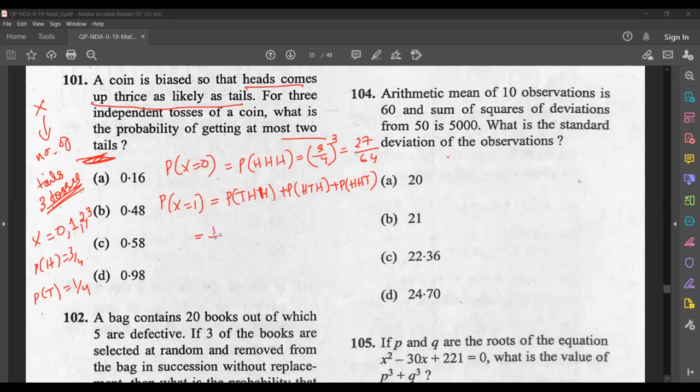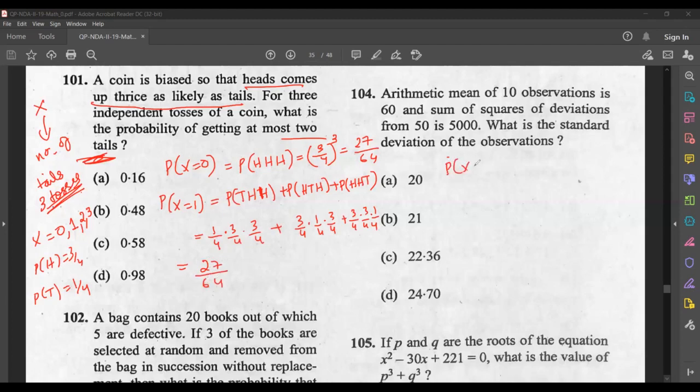So tail is 1 by 4, head is 3 by 4, 3 by 4. 1 by 4, 3 by 4, 3 by 4. 3 by 4, 3 by 4, 1 by 4. So that is 9 by 64 plus 9 by 64 plus 9 by 64. So that is 27 by 64.